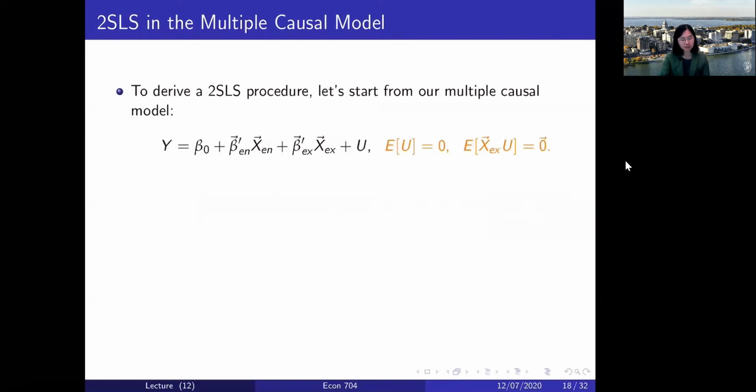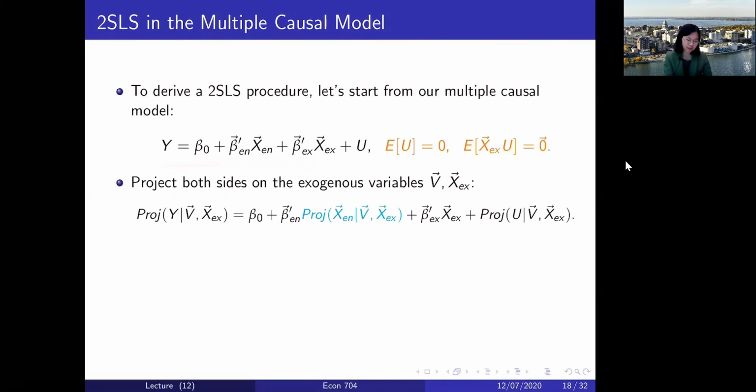Now, with this V instrumental variable vector, the vector of instrumental variables, how do we come up with an estimator? As before, we want to use the two-stage least squares procedure. But how do we do the two-stage least squares? In order to derive it, let's start from the causal model as we did before.